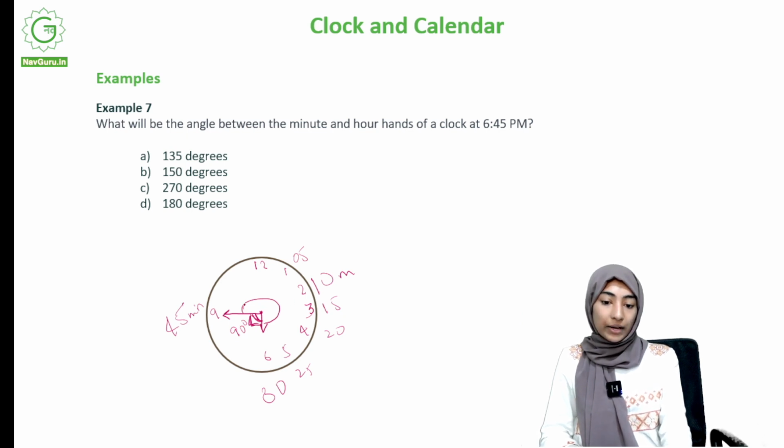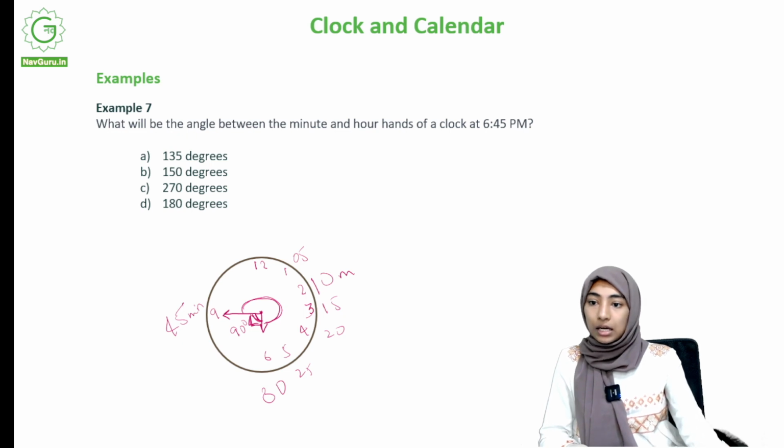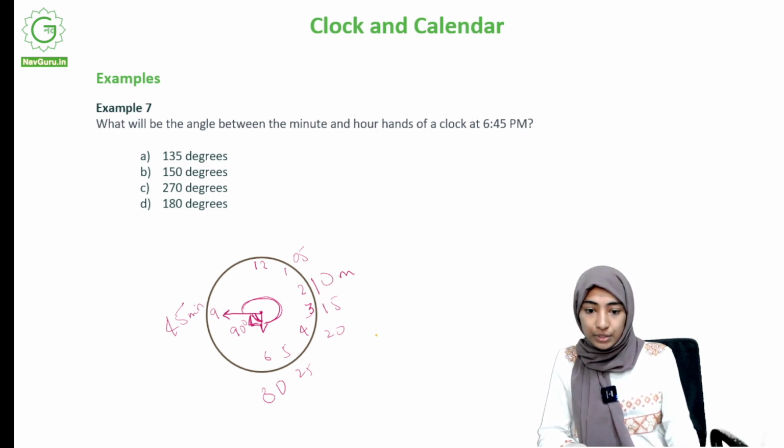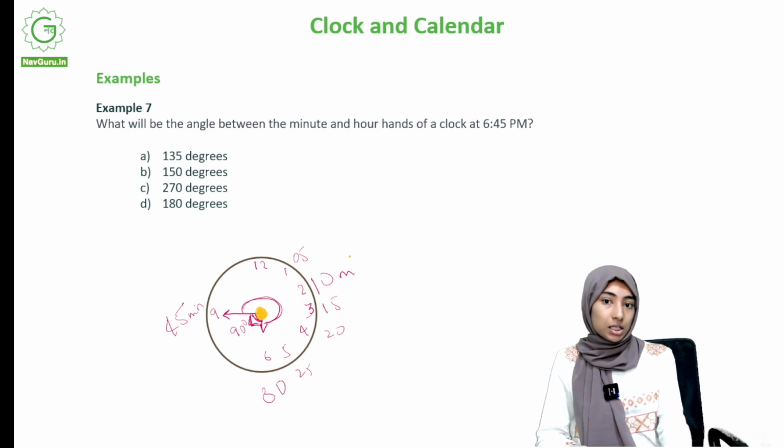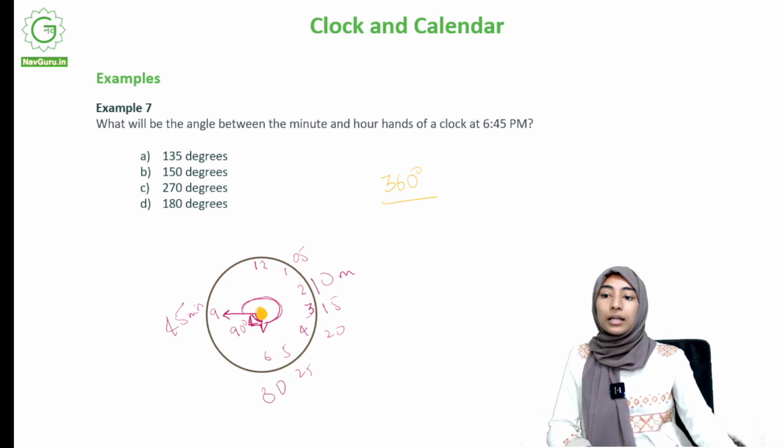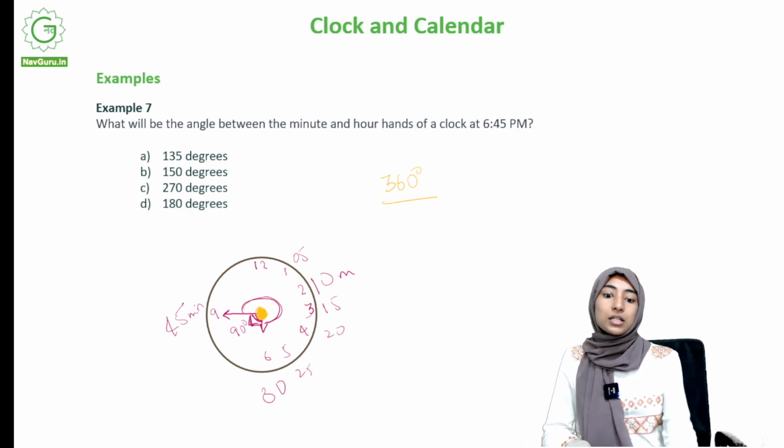Now, I need to find this angle. How do I find this angle? I'll switch to a different color again. Do you see that what we have here is a circle? This is a circle, right? What is the angle of a circle? It's 360 degrees. When we say a circle, the angle that we mean is 360 degrees.